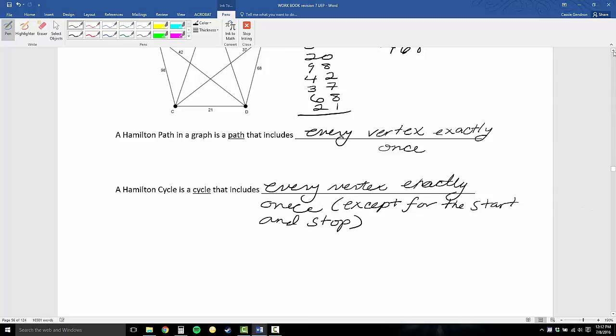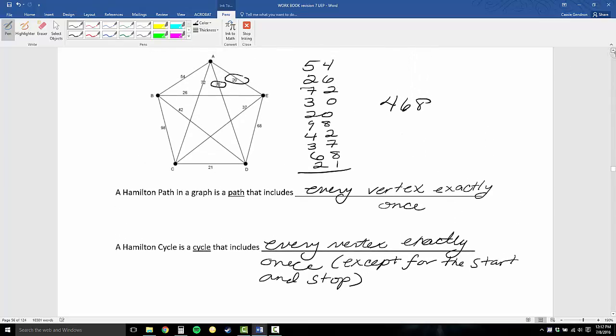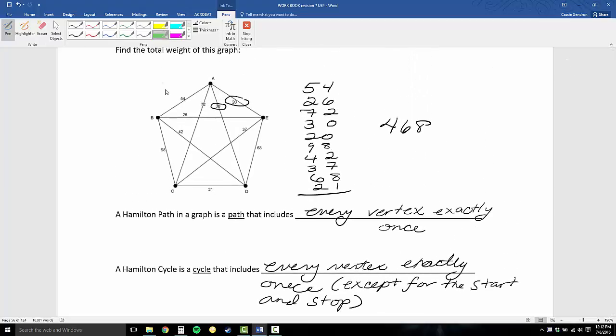So if I were to demonstrate that on this graph above, I'm going to make the Hamilton path in green. I'm just going to go around and hit every vertex. This is not the path of lowest weight. This is not the path of greatest weight. It's just a Hamilton path. We'll get into figuring out how to find those later.